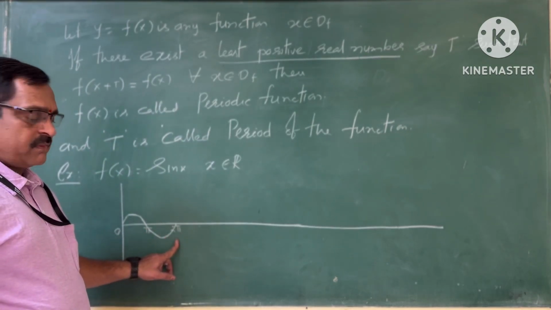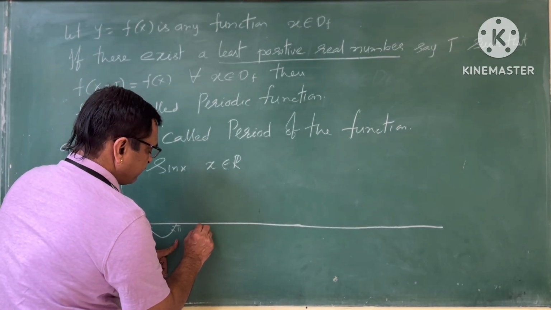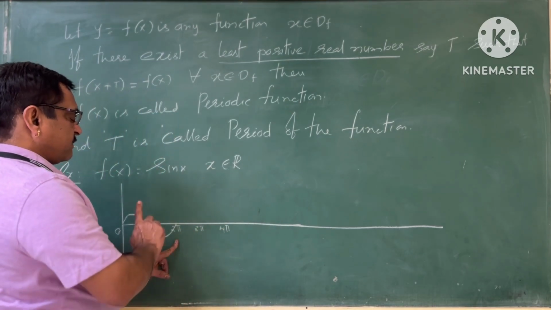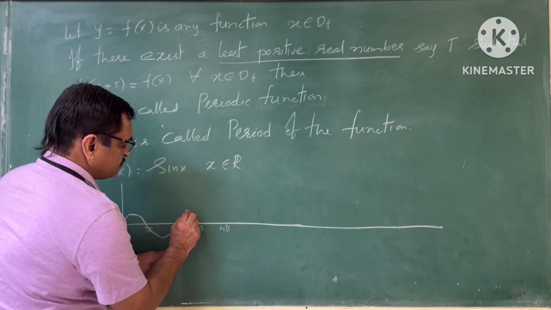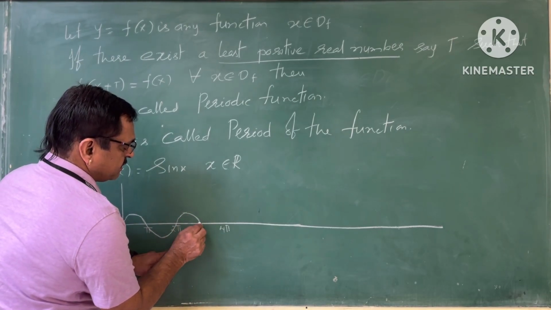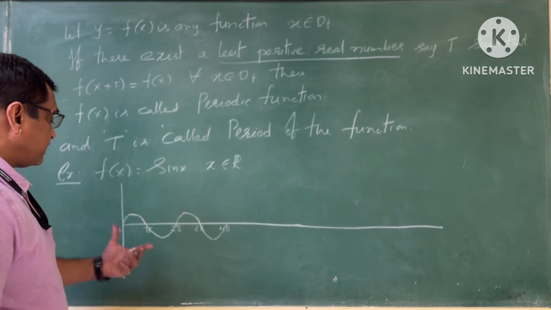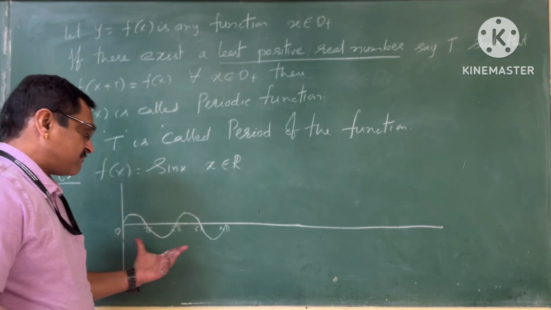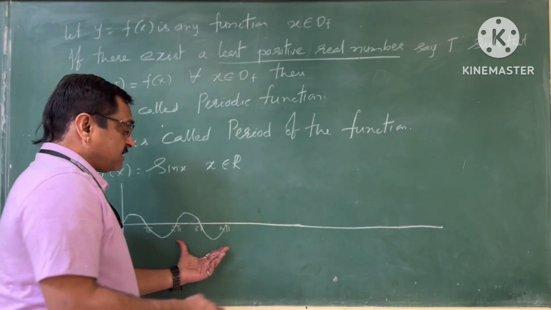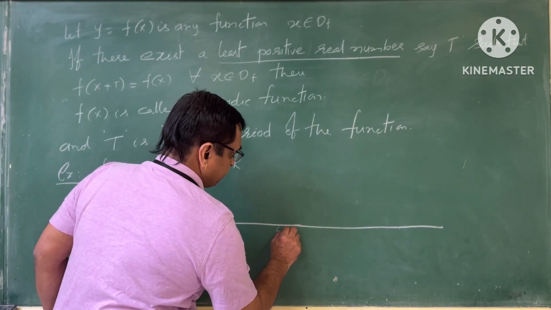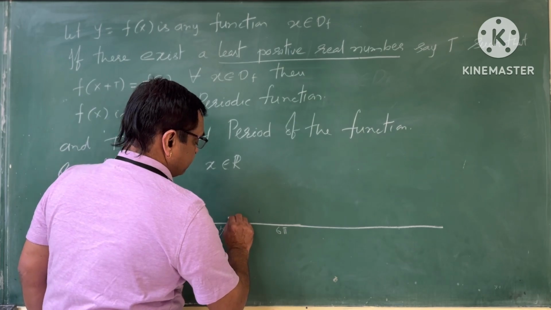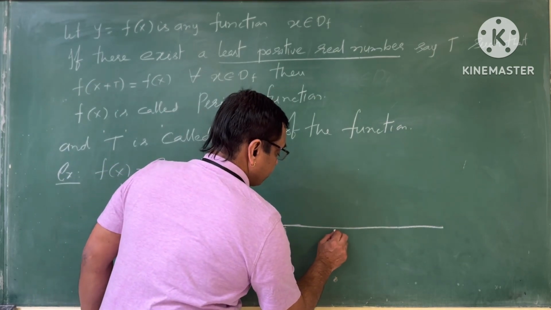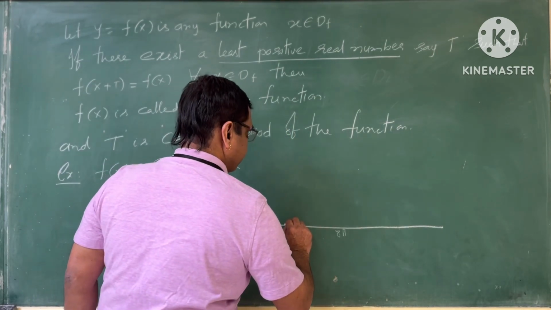Between 0 and 2 pi, and then between 2 pi and 4 pi, this is 3 pi, this is 4 pi. If you observe carefully, between 2 pi and 3 pi, again it goes up like this and comes down. So the shape of the graph between 0 and 2 pi is the same as the shape of the graph between 2 pi and 4 pi. And if you go from 4 pi to 6 pi, the graph will be like this. From 6 pi to 8 pi, the graph is like this.